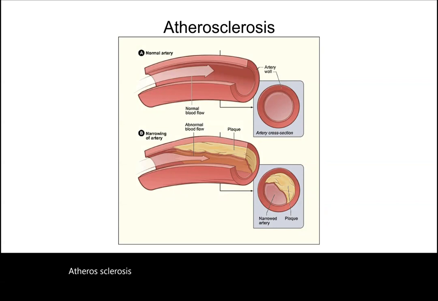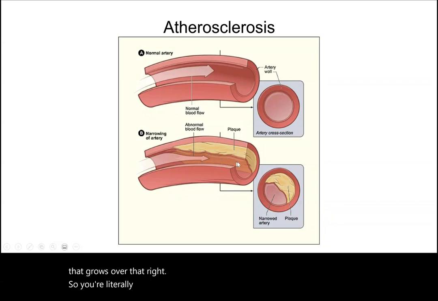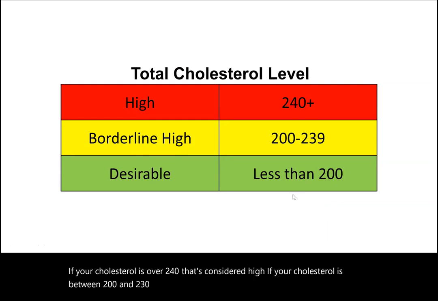Atherosclerosis is a disorder in which you've got that plaque growing in the artery, and there's actually a layer of tissue that grows over that, right? So you're literally growing a flap of tissue over that. And you can see here's this clogged artery. Big problem. If your cholesterol is over 240, that's considered high. If your cholesterol is between 200 and 239, that's considered borderline high. If your cholesterol is less than 200, that means you're doing good.